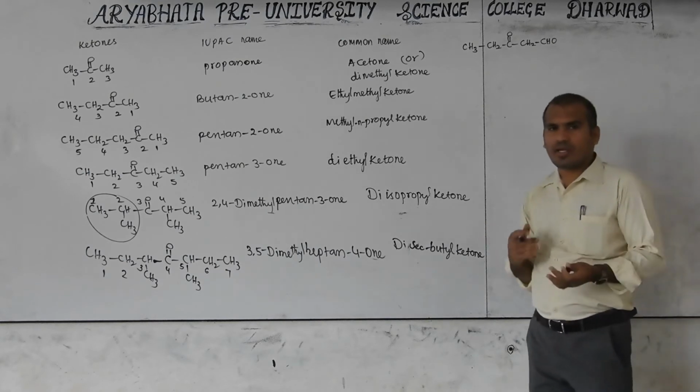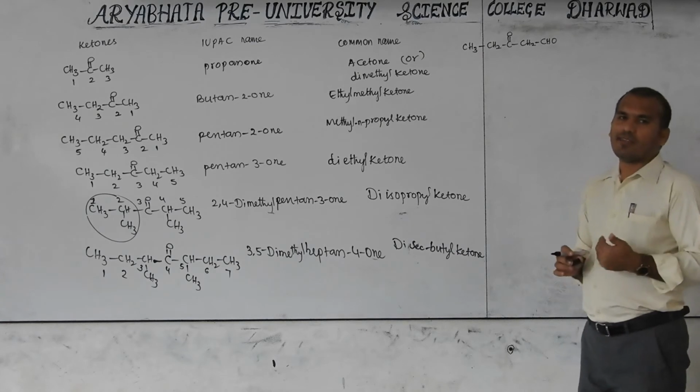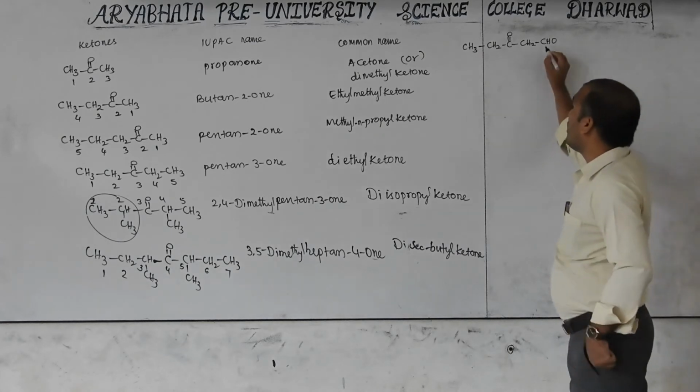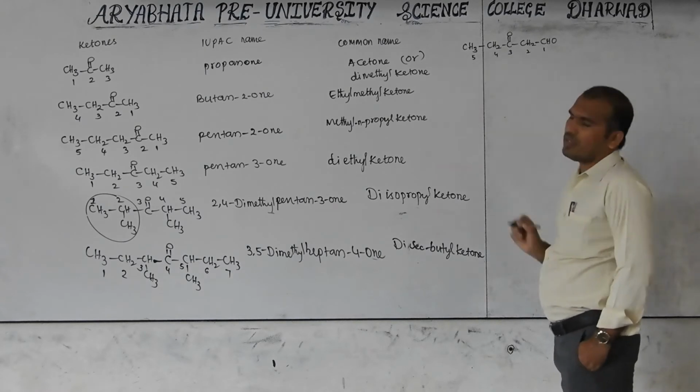When aldehyde and ketones are there, 2 functional groups, then we have to follow the priority order. Aldehyde gets the first credit, then the ketone. That's it. This is the first number, this is the second number, this is the third, this is the fourth, this is the fifth.